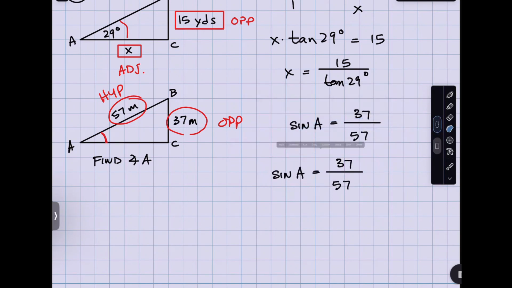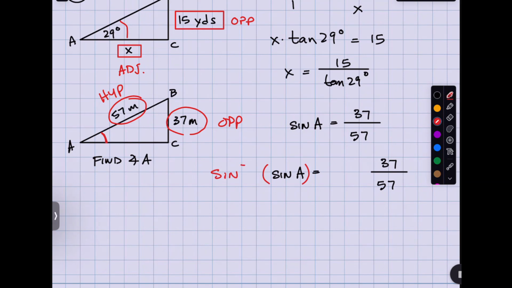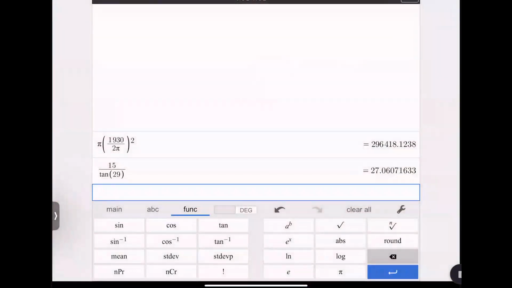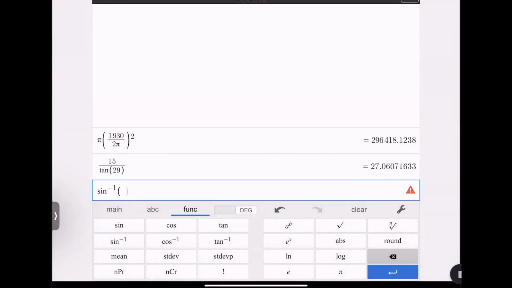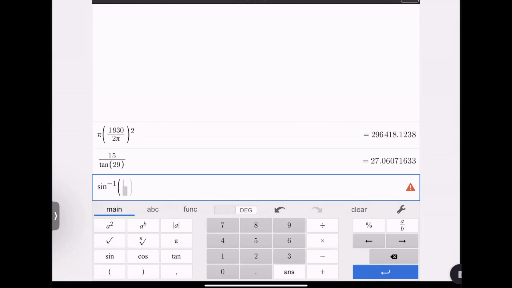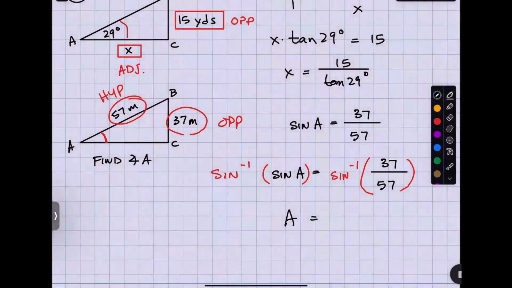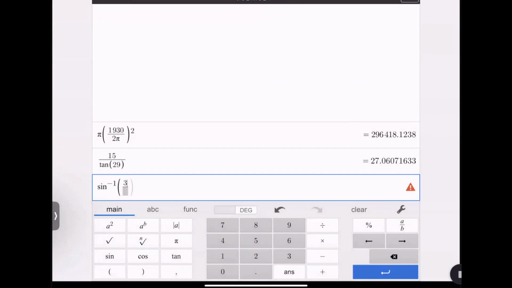So I want you guys to think of it this way. Opposite operation of this is, so if I'm going to do it to one side, I got to do it to the other. 37 over 57. It's going to be around 40.5 degrees.